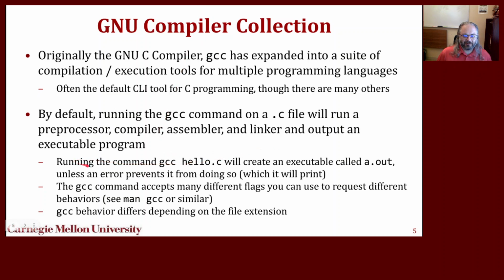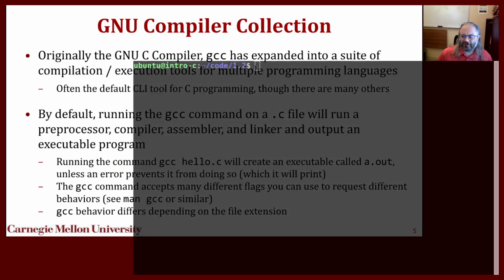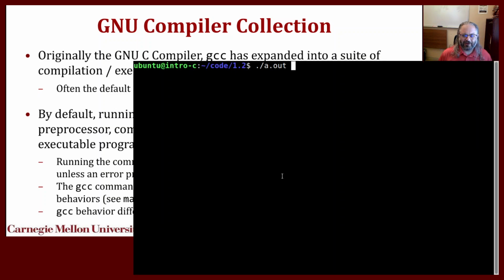As mentioned, the GCC command will create an executable. By default, it will name that executable a.out, for historic reasons, unless there is an error that prevents it from succeeding. There are a lot of different ways that we can have errors. Let's actually create some and demonstrate what those errors might look like.